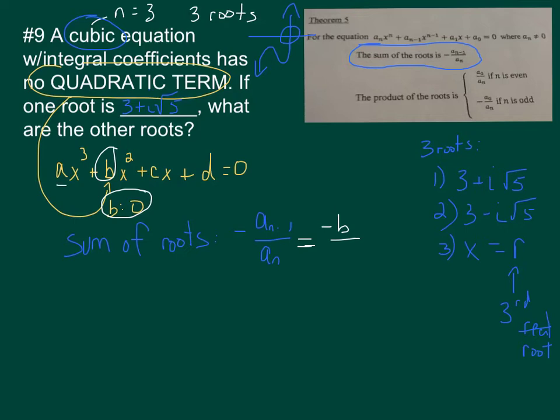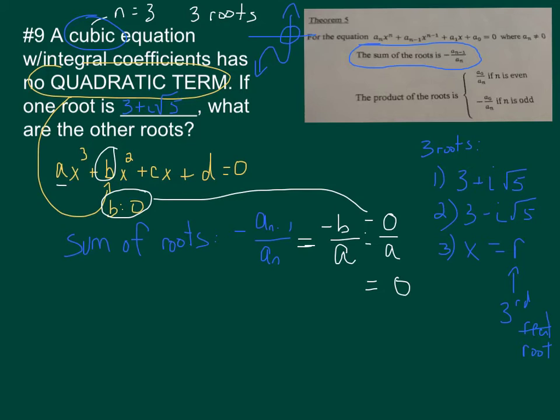a. Well, wait a minute. But b is just 0. So this is just 0, or the opposite of 0 if you want, divided by whatever a is. But I don't care what a is. The point is I'm going to get 0. So the sum of my roots is 0. Think about that. The sum of the roots is 0.